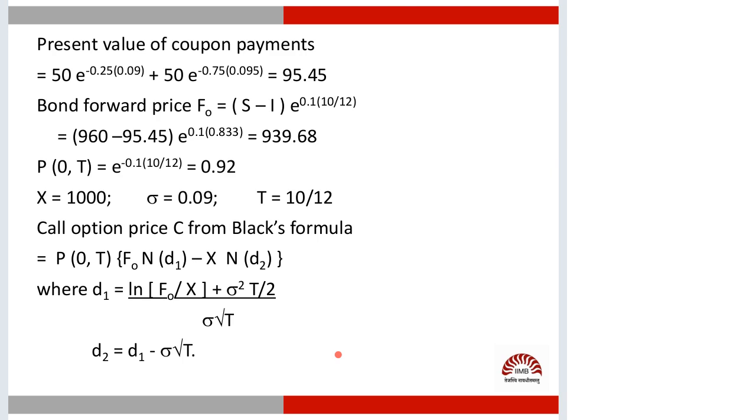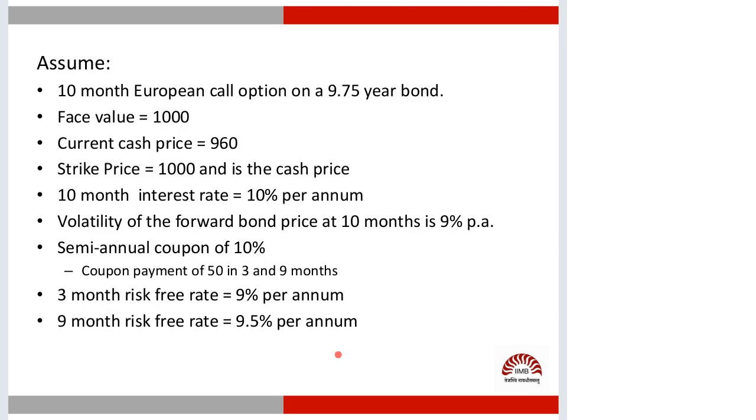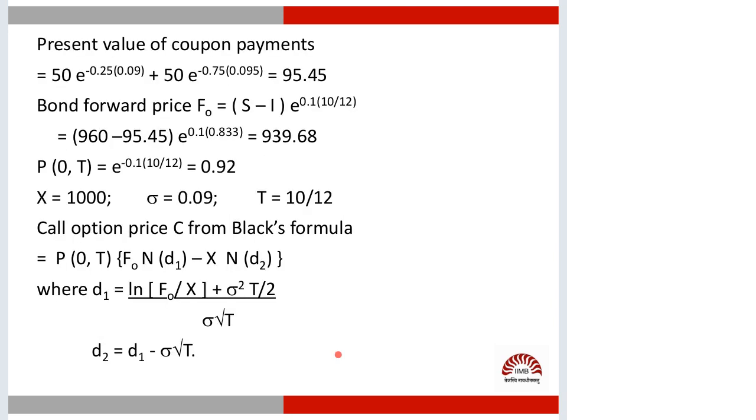You also know today's P0T, because today's 10-month interest rate is given to be 10% per annum, and the time is 10 months, which is 10 by 12. So if you compute that, you'll end up getting the value of 0.92. So essentially, the discount factor is 0.92. You know everything else. You just plug into the equation.